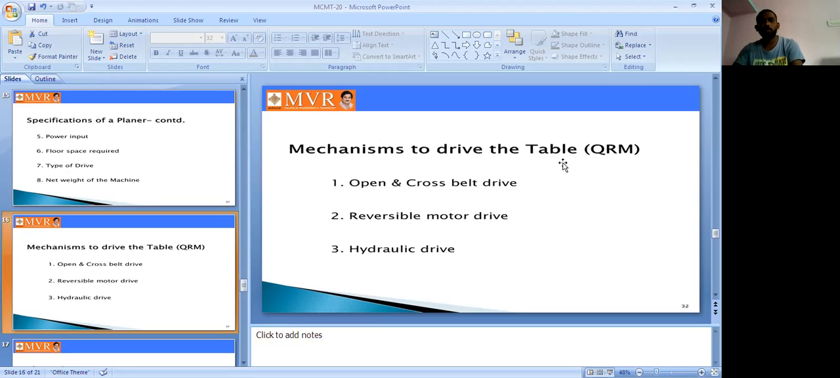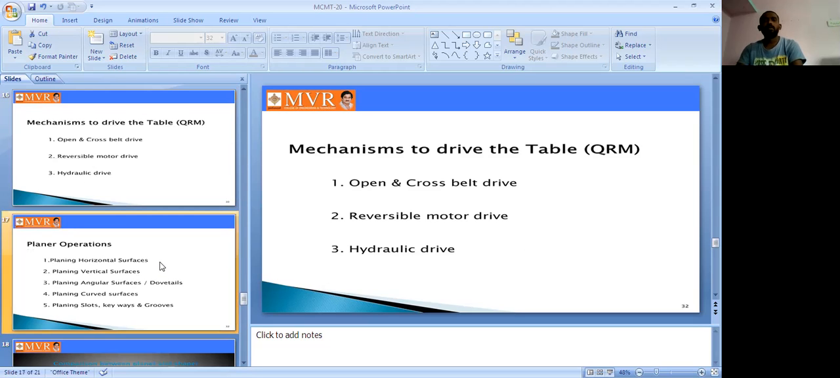Next one is the mechanism to drive the table. We have some mechanisms, and based on the mechanism, the table will be driven. The first one is the open or cross belt drive. Next one is the reversible motor drive. Next one is the hydraulic drive. These three kinds of drives are used to drive the table in the planing machine.